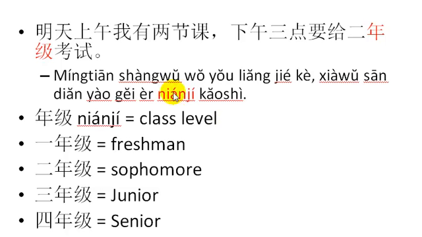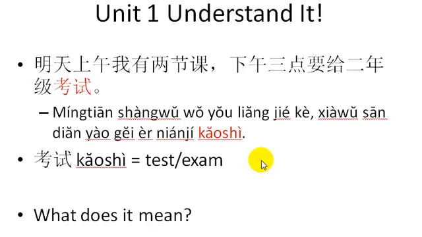So 常老师要给2年级考试. So she's going to give something to the sophomores here. 她要给2年级考试. What is 考试? Okay, 考试 is a test or exam. Test or exam. 下午3点要给2年级考试. Alright, so pause and think about what this whole sentence means here. 明天上午我有2节课，下午3点要给2年级考试.